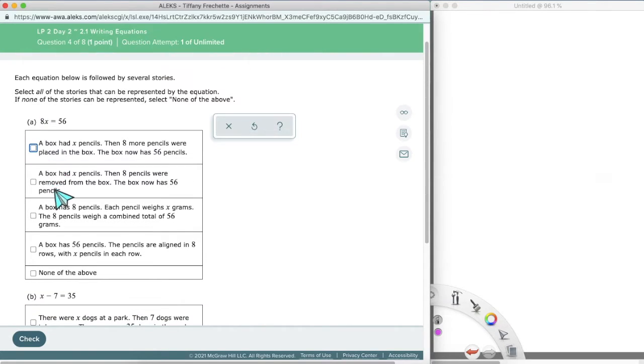A box had X pencils. All right, so we have X pencils again in the box. We don't know how many. Then 8 pencils were removed from the box. Okay, well, that means I'm taking away from them. I'm removing them, which means subtraction. So that one doesn't work.